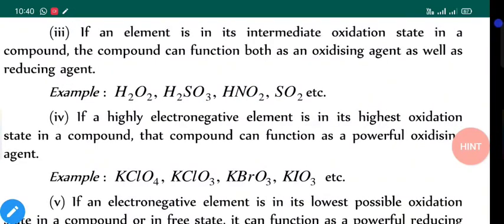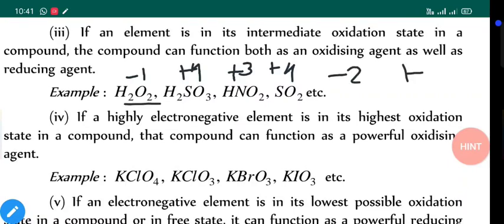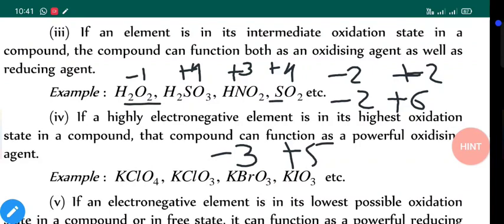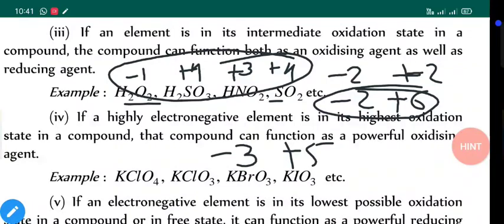Here we have some examples which show intermediate oxidation states. In the first example, we have -1 oxidation state for oxygen, then we have sulfur in +4 oxidation state, then nitrogen in +3, and again sulfur in +4 oxidation state. All of these are intermediate oxidation states. For oxygen, the range is -2 to +2. For sulfur, it is -2 to +6. For nitrogen, it is -3 to +5. And for sulfur, as already mentioned, -2 to +6. So all of these are intermediate oxidation states.